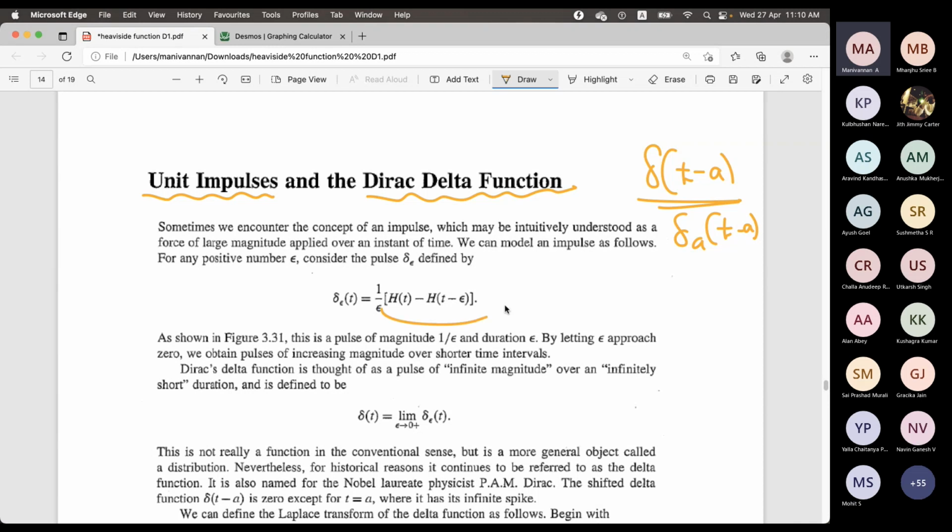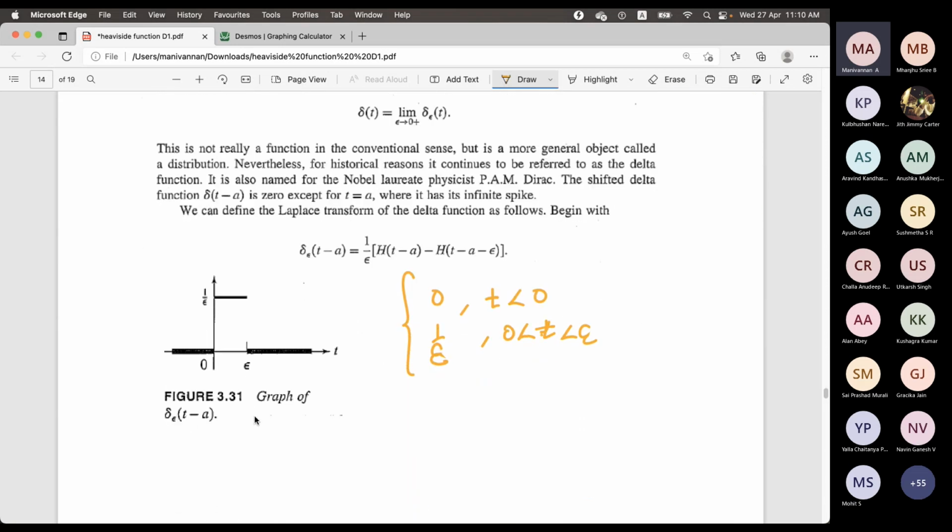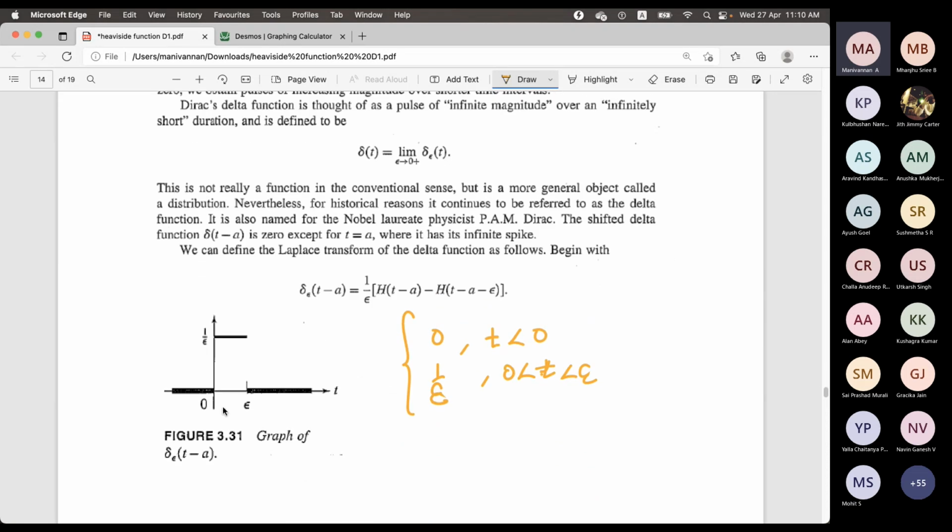The result may involve Heaviside functions also; we will look at some problems. This is the graph of delta epsilon of t minus a. Here a is 0, so the graph of the function is delta epsilon of t only. The height will be 1 by epsilon, and the given function delta can be written as delta of t minus a minus delta of t minus a epsilon.